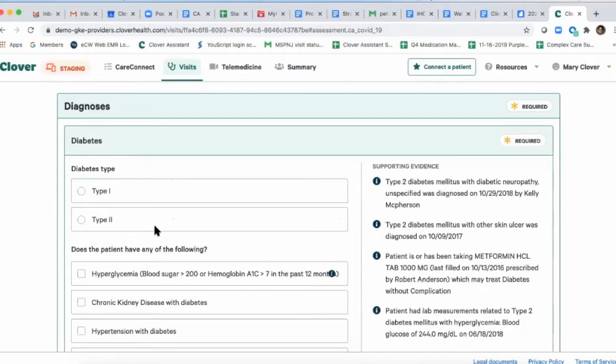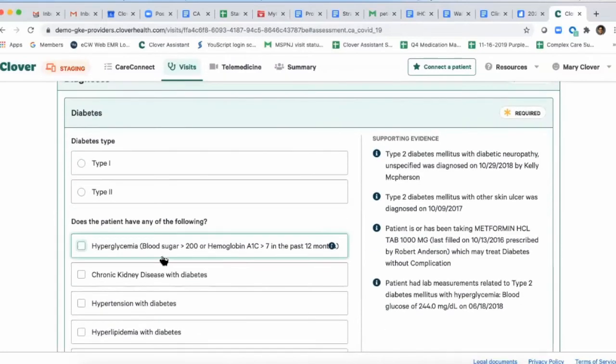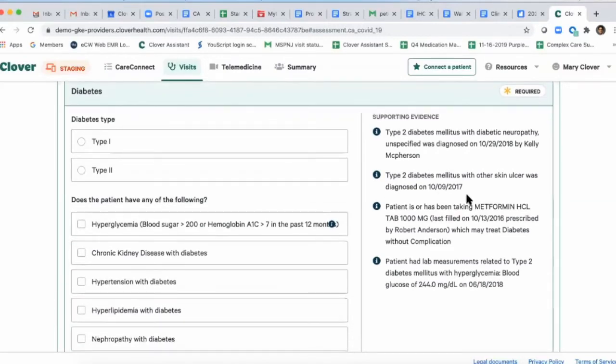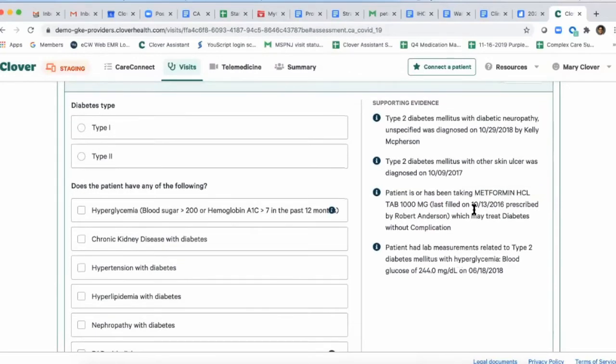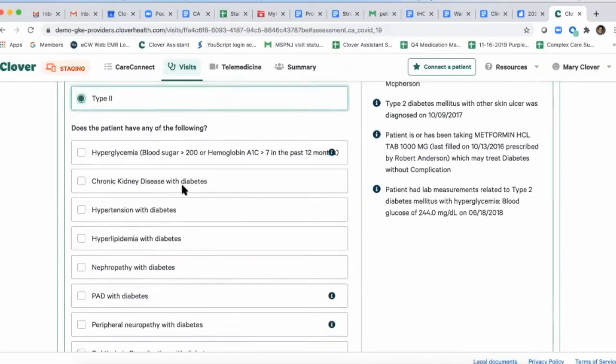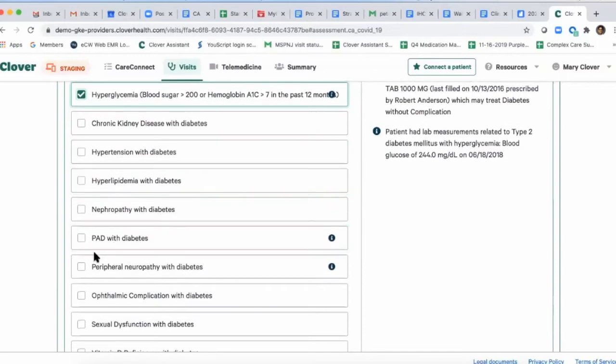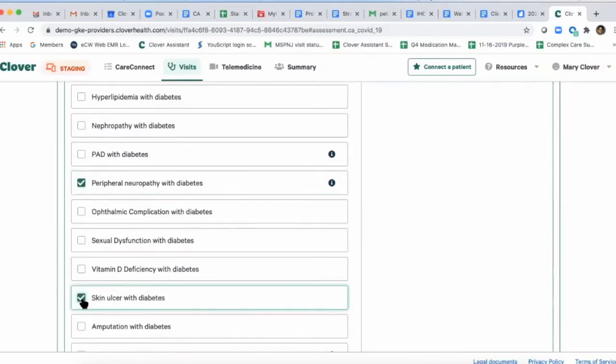So let's say you're seeing a patient for the first time. Patient may or may not have diabetes. So here, we'll let you know, hey, diabetes type 2 with diabetic neuropathy was diagnosed by Dr. McPherson in 2018. Diabetes with an ulcer was diagnosed in 2017. The patient is taking metformin. The patient has had a lab test related to diabetes with the glucose value of 244. So right away from this, you could say, yeah, probably the patient does have type 2 diabetes with hyperglycemia, peripheral neuropathy, and a history of a skin ulcer.